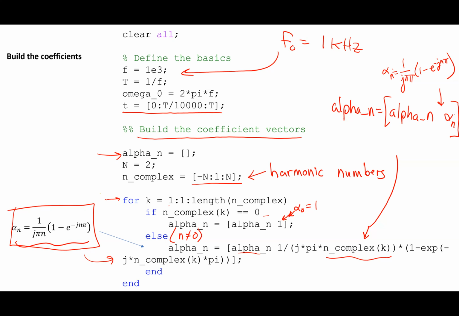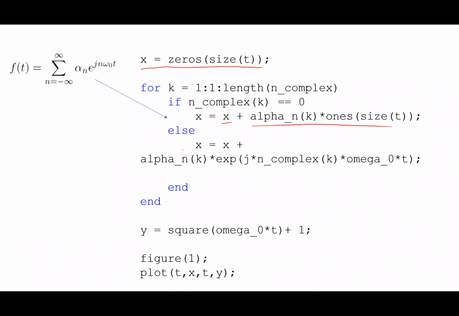All right. One other way you could do this, the code is one of those things you can write as many different ways as you want, right? So I could have probably said that the alpha n vector was equal to zeros with the size of n complex. All right. That would be another way to do it. But this is how I'm doing it here. I'm just concatenating them. Okay.